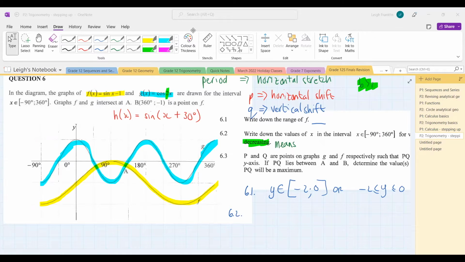Isona, you got any idea? What does decreasing mean? There we go. The gradient is negative. Quite right. So it means a negative gradient.